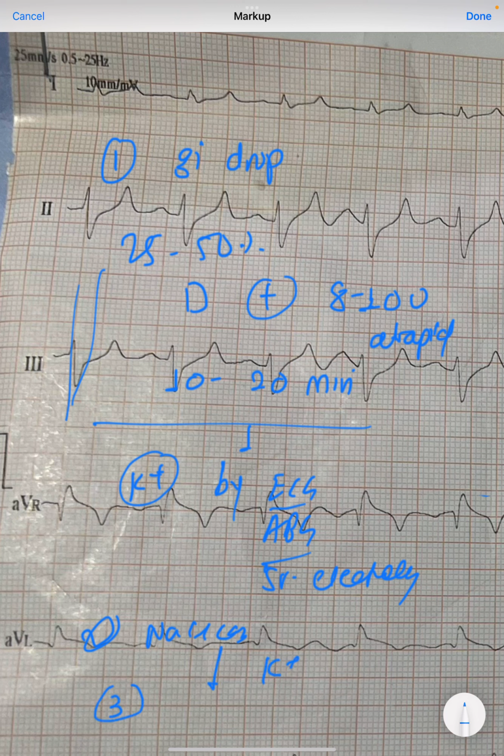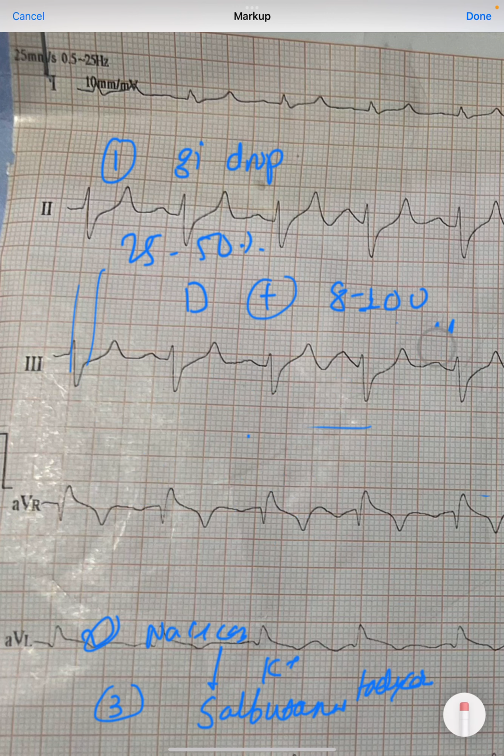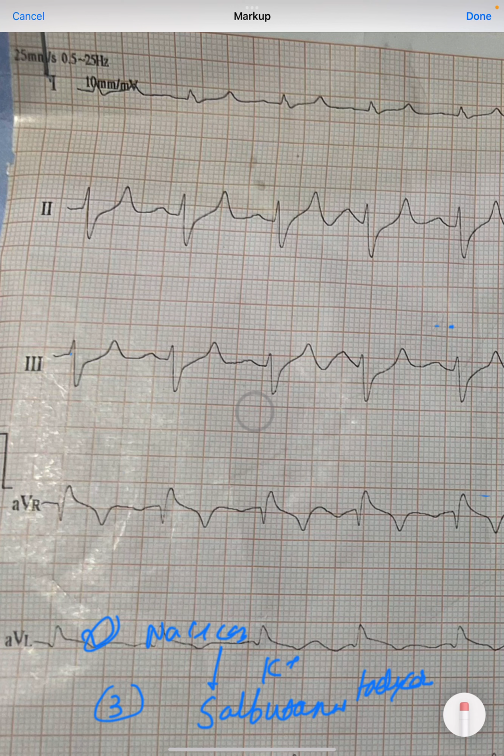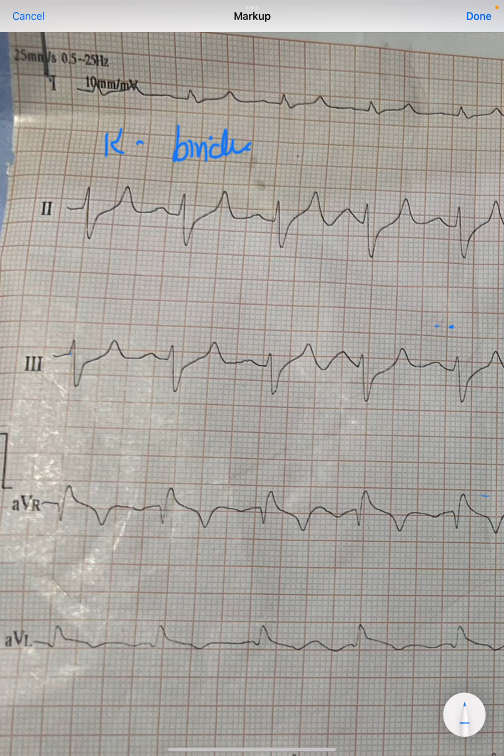Another way which can help is salbutamol nebulization, but it can cause tachycardia. So that is the limitation for salbutamol nebulization, because many times the patient may have VT, VFib, or tachycardia, and giving salbutamol can precipitate ventricular tachycardia, ventricular fibrillation, or a sine wave pattern. Another option is potassium binding sachets, but these usually take around 12 to 24 hours to act. So these are more useful for patients who are known CKD, or those who have hyperkalemia but are stable.